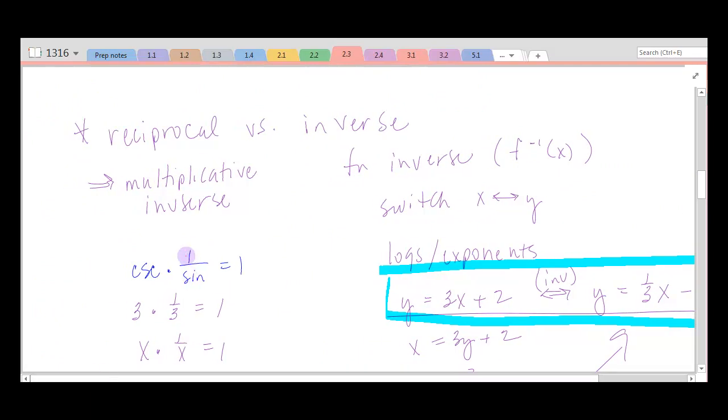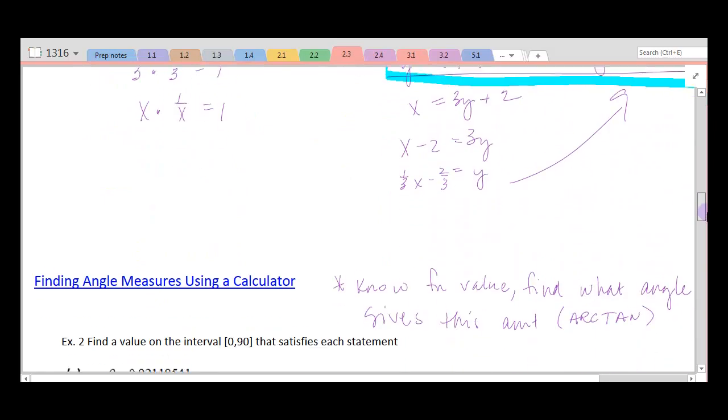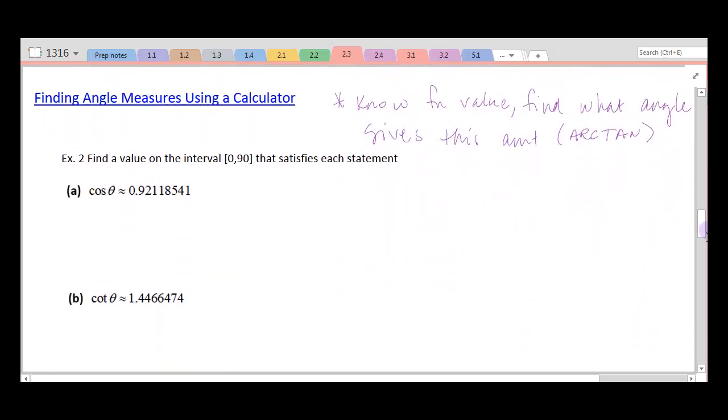I just want it to be clear to you that when I'm talking about the reciprocal, we would talk about the multiplicative inverse, because a number multiplied by its reciprocal gives us 1. That's not necessarily the case when we're talking about functions. I want you to be clear on that, because as we move down into this section, this section is really about finding the angle measure, finding the value of theta, if we know what the number is.